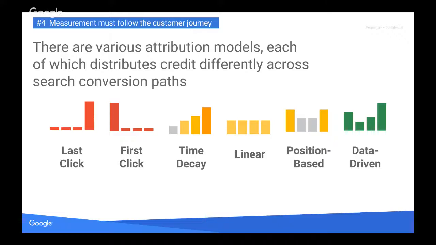So depending on how marketers view the conversion path itself, you can use different attribution models which distribute credit differently across the conversion path, right? So let's say you want to give 100% credit to the first touch point. It will be the first click, because you see that 100% is given to the first one. Or you want to give equal credit to all touch points. That will be the linear attribution model itself, right?